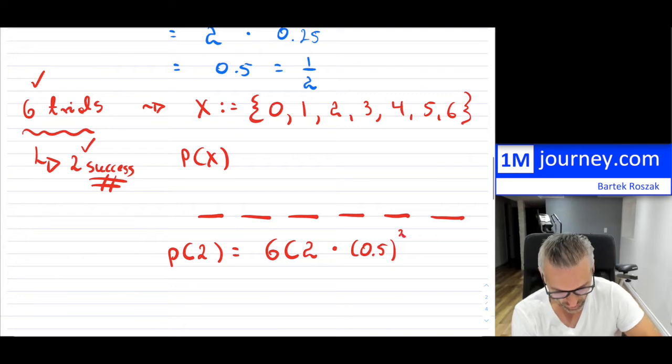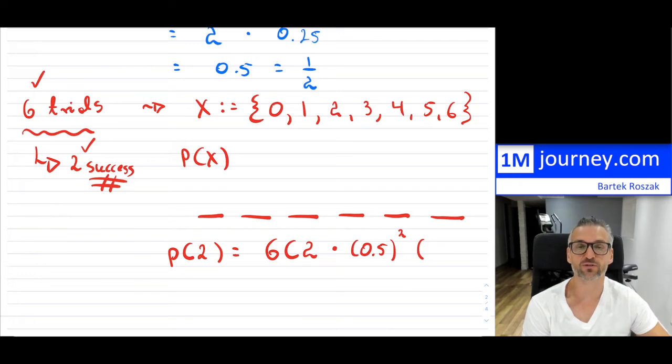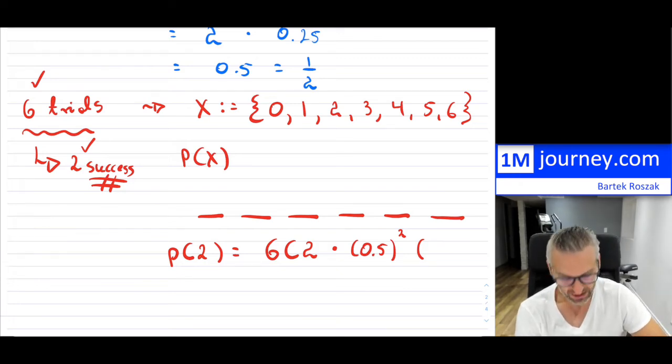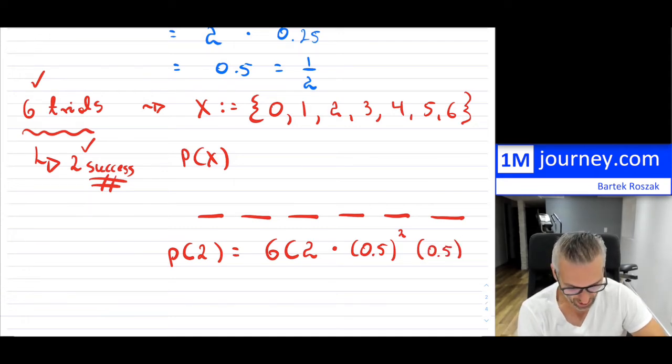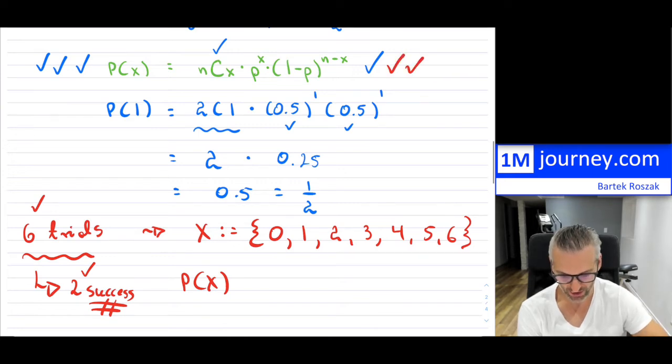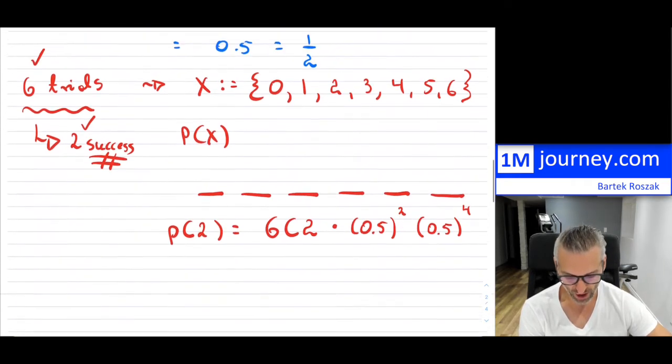Now, I've only seen it 2 times. The rest of the values would have been the tails, which are the failures. The failure is 1 minus p, 1 minus 0.5, which is also 0.5. And how many of those did I see? I saw 4 of them. And that is basically just this equation right here. Notice n choose x, p to the x, where x is the number of successes, multiplied by 1 minus p, the failures, to the n minus x, which in our case is 6 minus 2, which is 4.